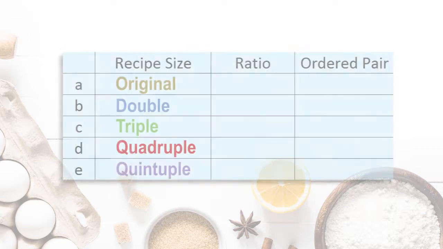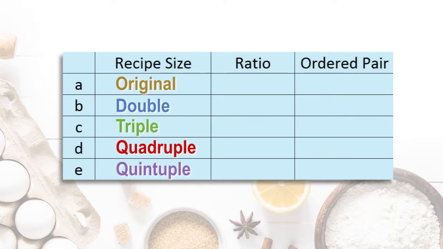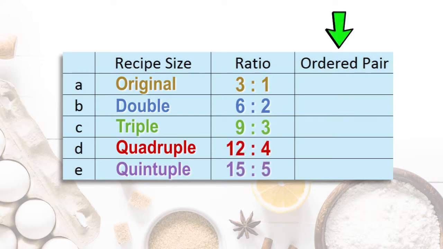Let's use a table like this one to record the ratios as ordered pairs. The original recipe would be a ratio of 3 to 1. The doubled recipe would be a ratio of 6 to 2. Continue filling in the rest of the ratios. Let's use the ratios to create ordered pairs.